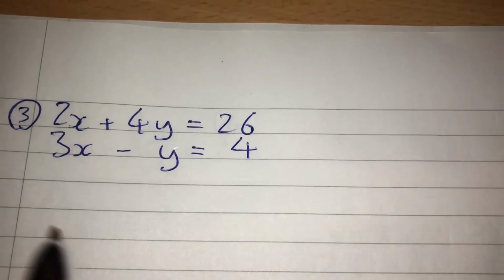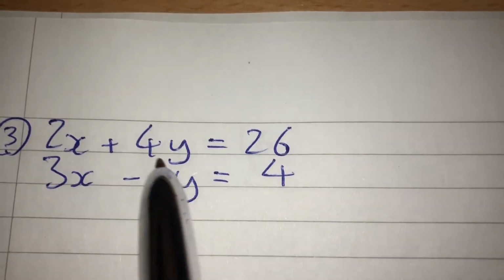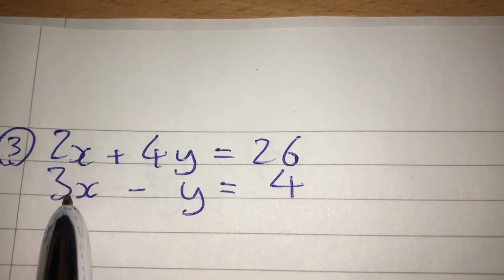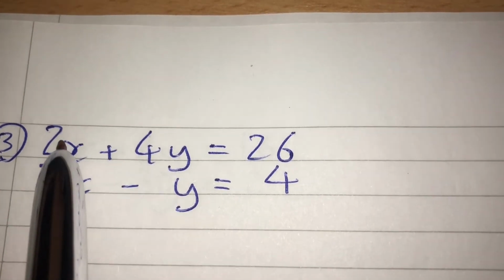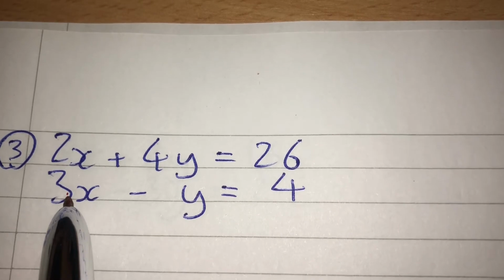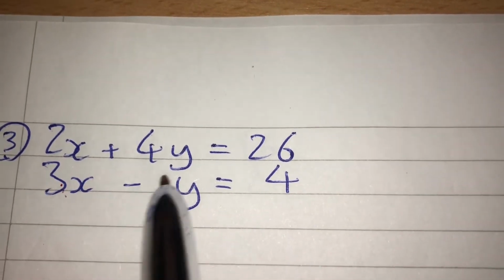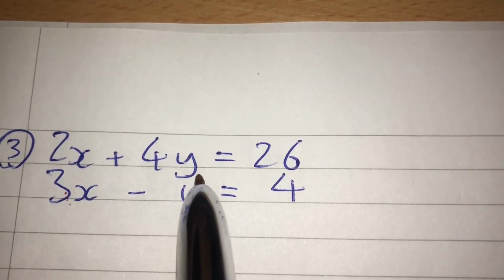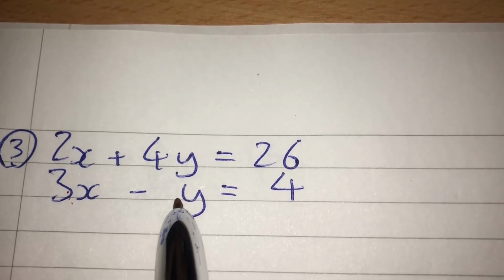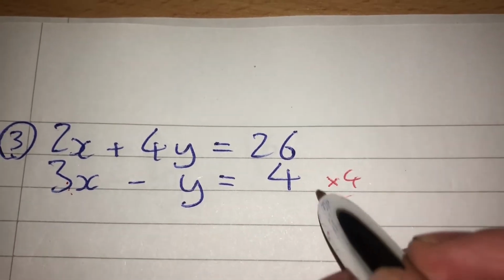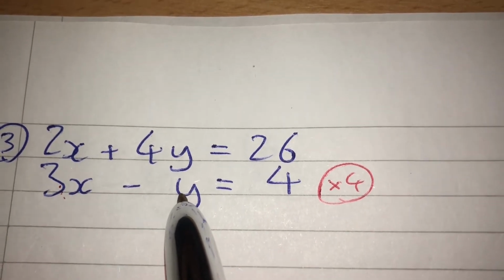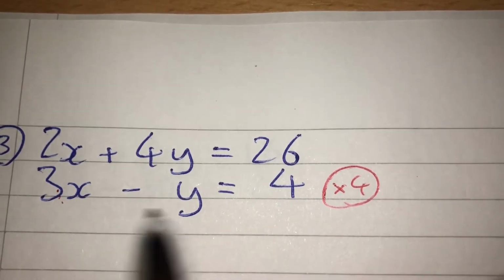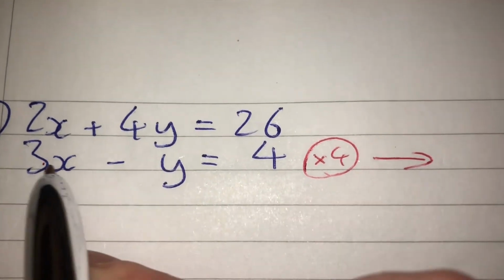Moving on, okay, so our next example, a wee bit trickier now. I have a 2x and a 3x, and a plus 4 and a minus 4. I could multiply this equation by 3 and this equation by 2, so I have 6 x's in each. But what I'm actually going to do, so I don't have to manipulate both, is I'm going to multiply the bottom equation by 4. And the reason being that I want a y with a coefficient of 4, okay? So when you do that, multiply the whole equation by 4.